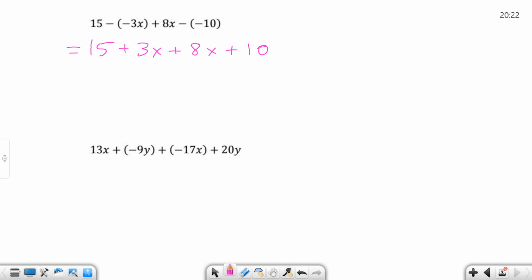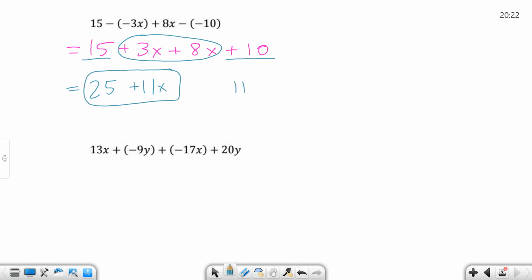Okay? So now, like terms need to go together. So I'm going to take the 15 with the plus 10 and get what? 25. And then I'm going to put these two terms together. The 15 and 10 were both positive, right? Add them together and get positive. Here, 3x is positive, 8x is positive. What is 3 plus 8? 11, and it's positive, and it's a like term, it's x.